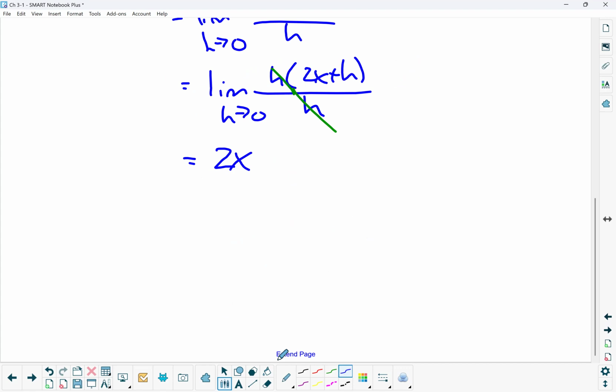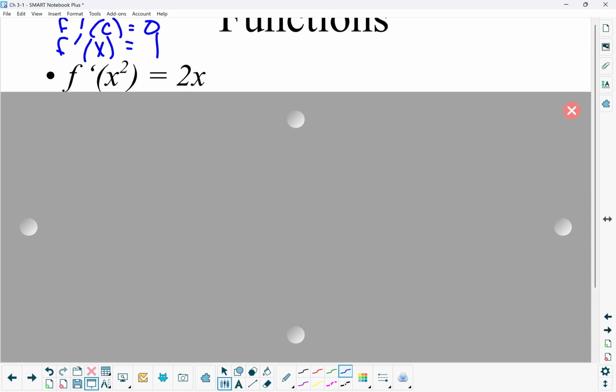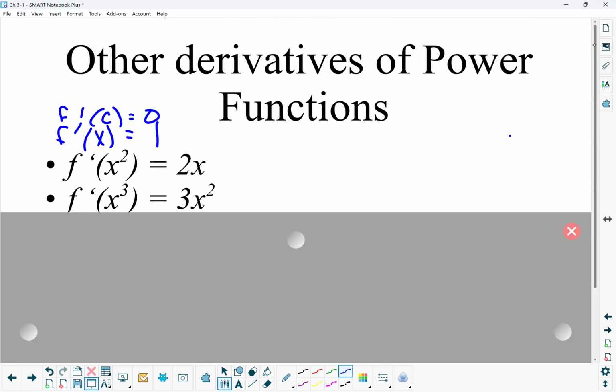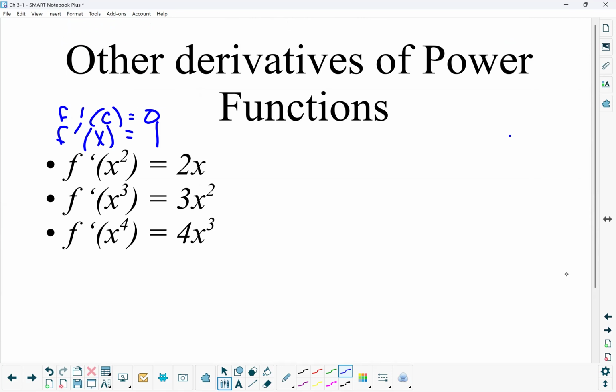Now, hopefully, you're seeing a little pattern here. The derivative of x squared is 2x. The derivative of x is 1. The derivative of a constant is 0. The derivative of x cubed would be 3x squared. The derivative of x to the fourth would be 4x to the third. And hopefully, again, you can see there's a pattern there.